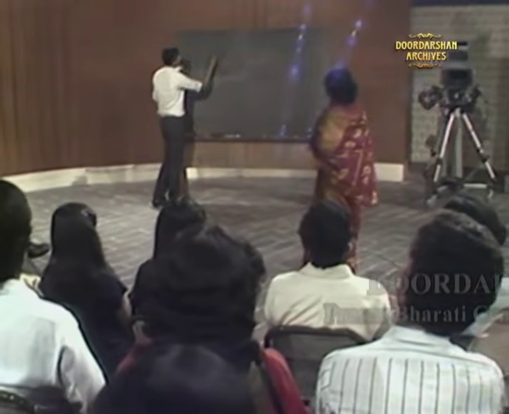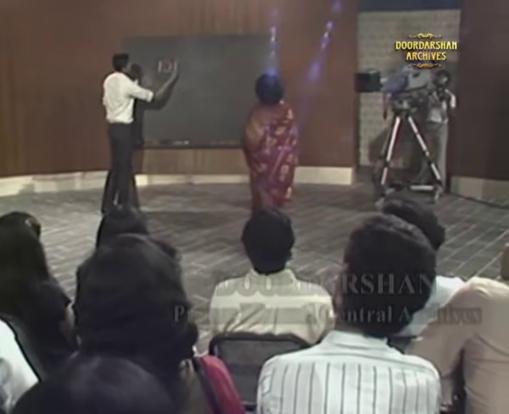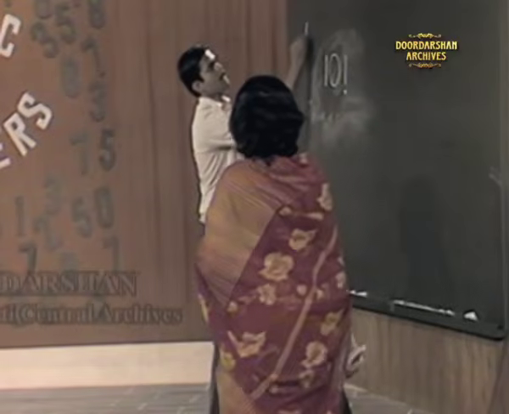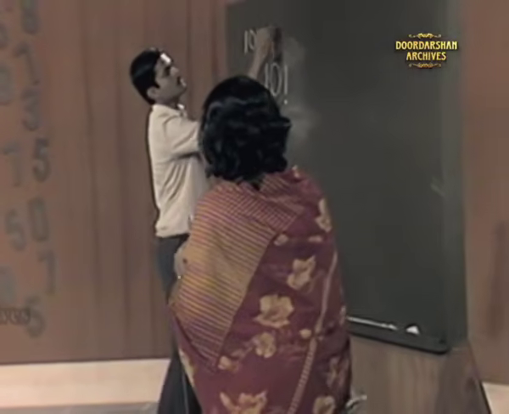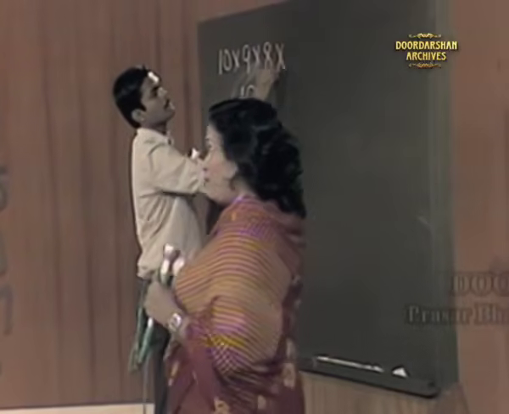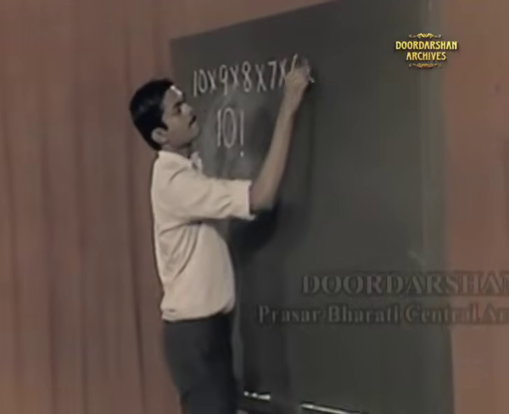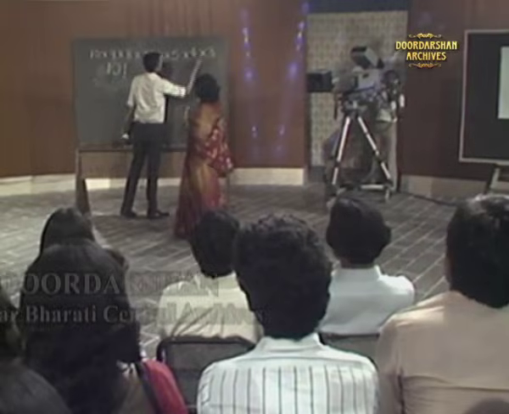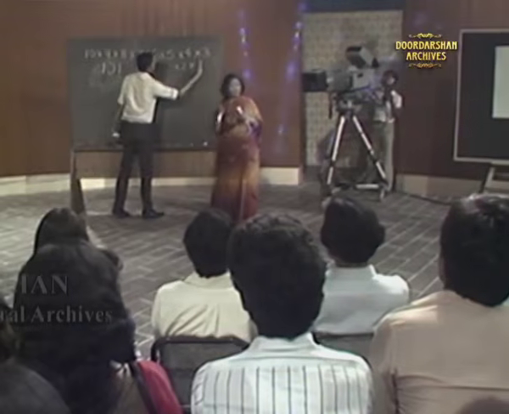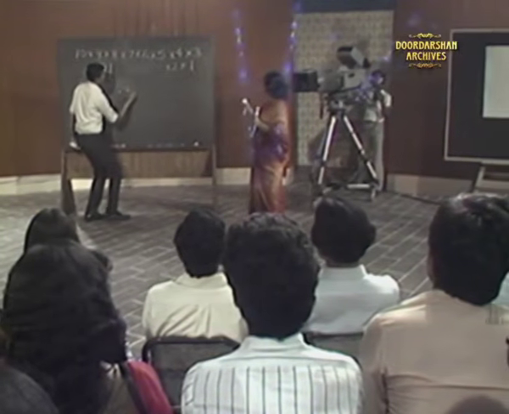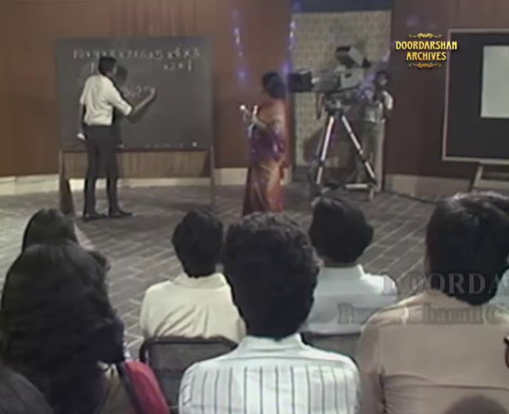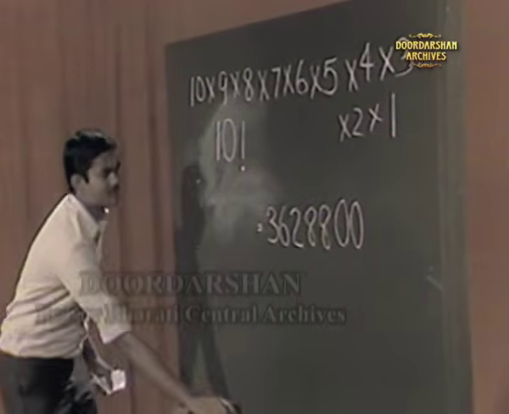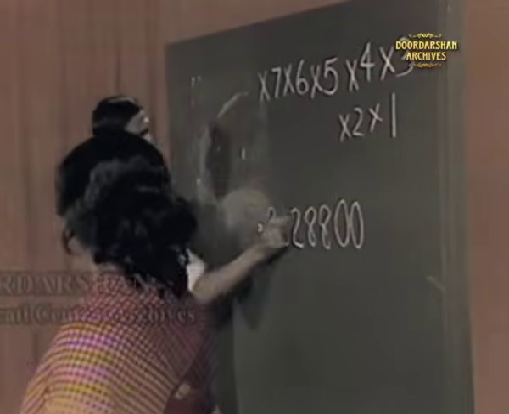The next question. Shall we have the next question now? Oh, actually this means, would you expand it please? 10 multiplied by 9 multiplied by 8 multiplied by 7 multiplied by 6 multiplied by 5 multiplied by 4 multiplied by 3 multiplied by 2 multiplied by 1. 3628800. That's the answer. Is that correct? Wonderful. Thank you very much indeed.